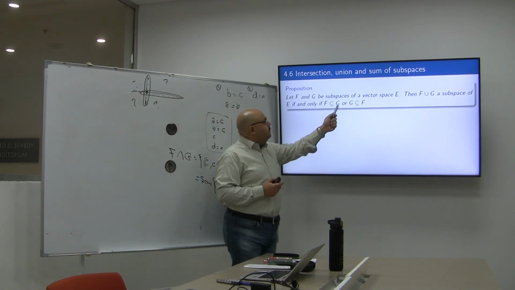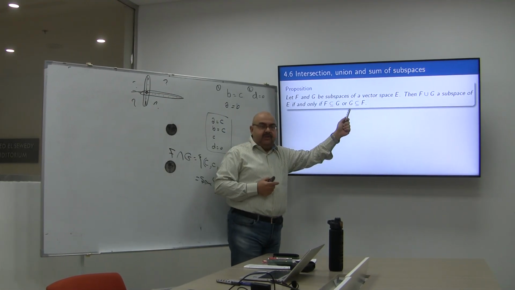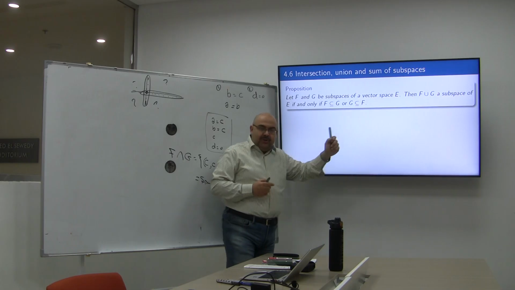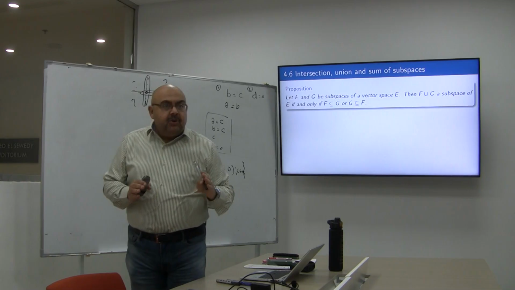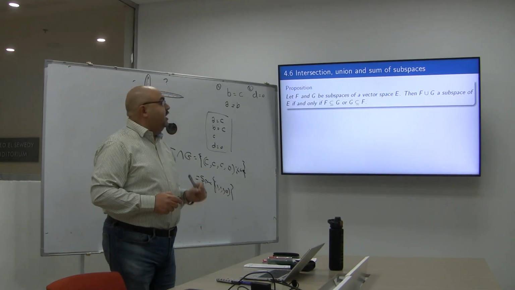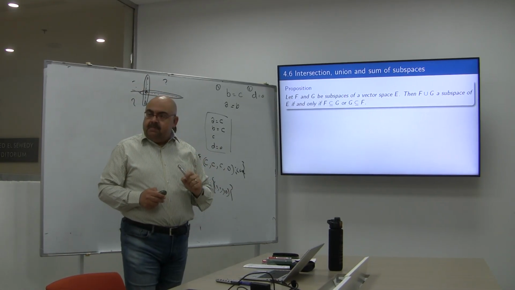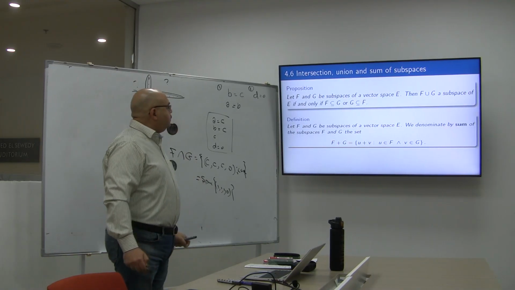That is, F is a subset of G, or vice versa, G is a subset of F. So once you get the union, you will have a subvector space. Okay? So that's the exception from the general statement of the union issue.